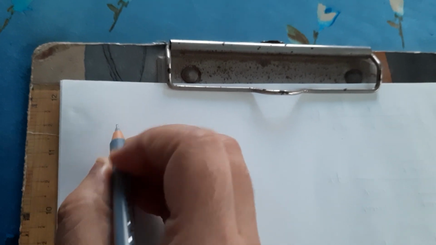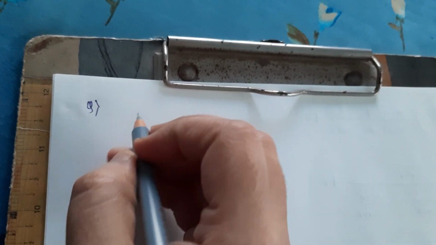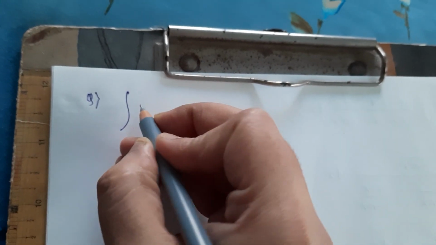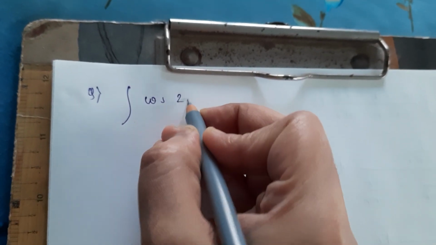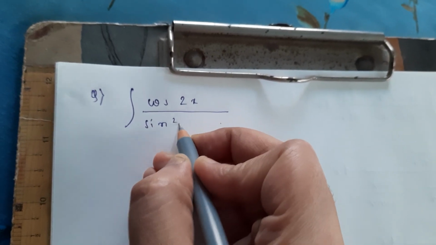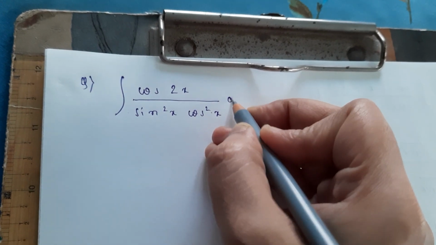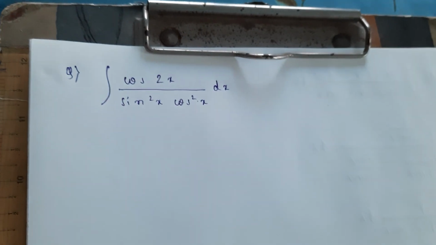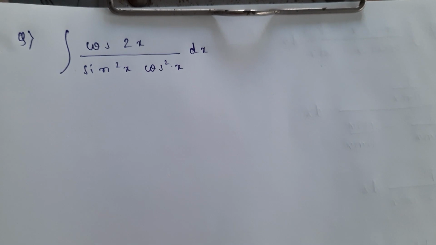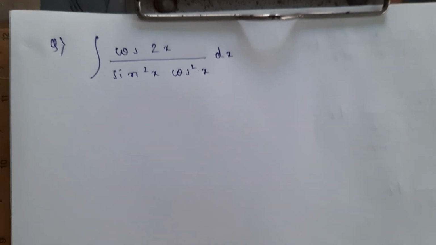Students, let's do two other problems now. So the first question is integration of cos 2x divided by sine square x cos square x dx. Alright, so how can we approach this problem?